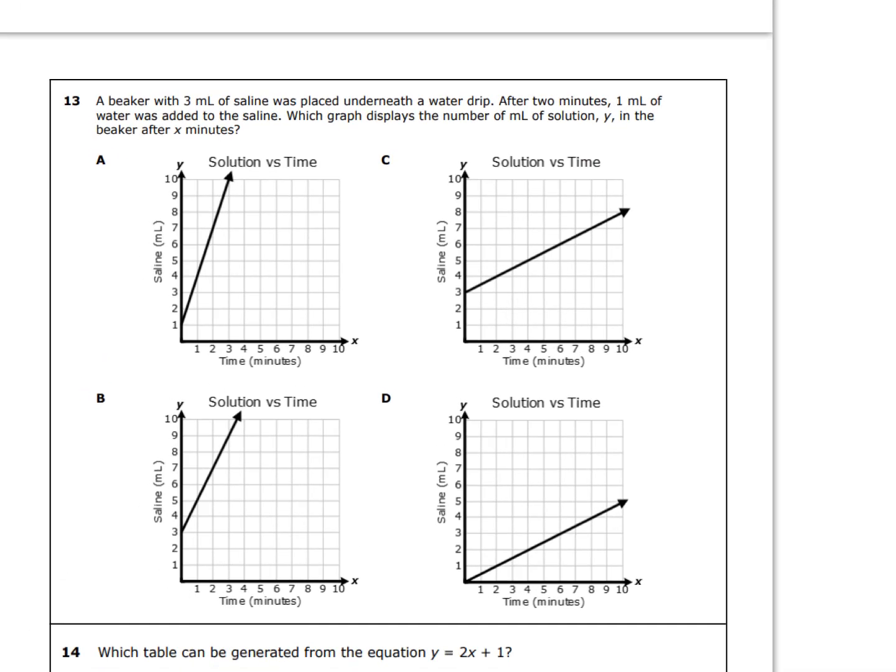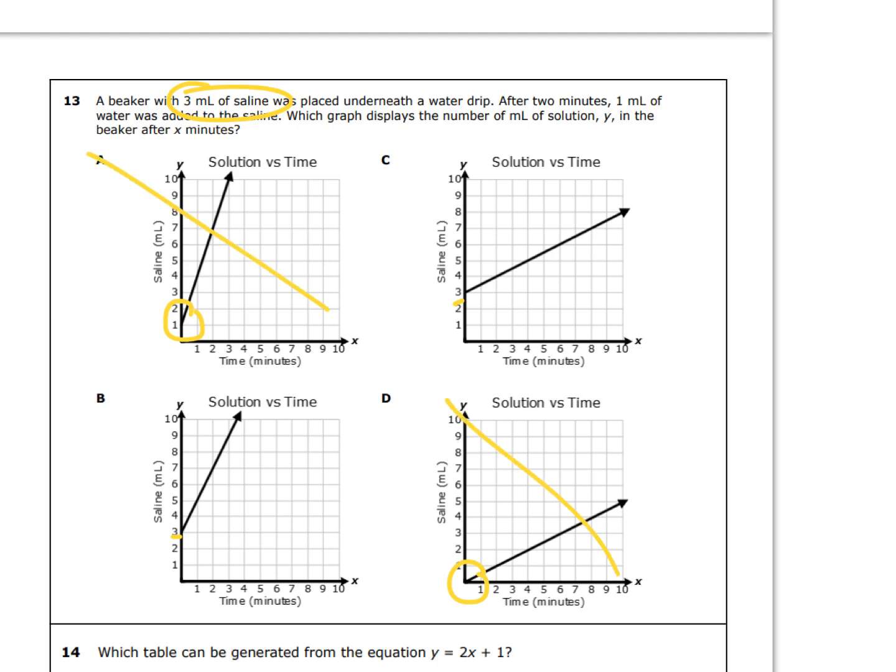Okay, number 13, a similar type problem. A beaker with 3 milliliters of saline was placed underneath a drip. Okay, I'm going to only use the information I know right now. So right off the bat, I'm looking for a water container that already has 3 milliliters. This only has 1. This has 0. So B and C both meet the criteria of starting with 3. So I can mark A and D off.